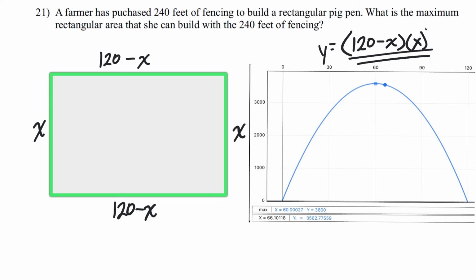I also took the time to go ahead and calculate the maximum. So the maximum amount of fencing is when x is equal to 60. And the amount of area that we will have, because remember the question said, what is the maximum rectangular area? Well, the rectangular area would be 3,600 square feet.